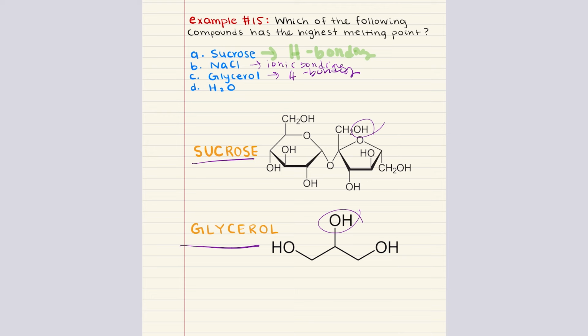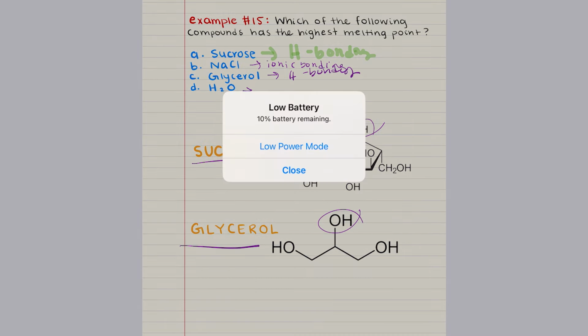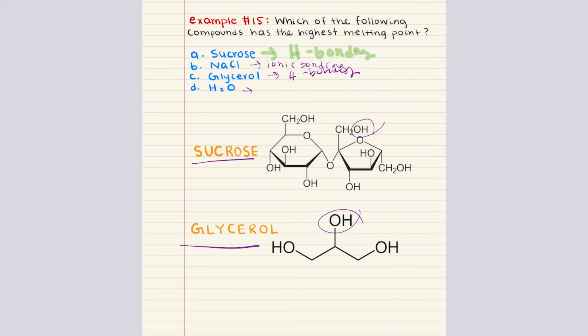And then our last answer choice is water. Water is known for its strong hydrogen bonding due to the two hydrogen atoms bonded to oxygen. But again, while hydrogen bonding is the strongest intermolecular force, it's not as strong as ionic bonding. And there's only one answer choice here that demonstrates an ionic compound, and that is sodium chloride. All right, so again, in sodium chloride, these interactions are ionic, and it's going to have a higher melting point. It's going to have the highest melting point in comparison to the other answer choices. And so the correct answer for 15 is going to be B.